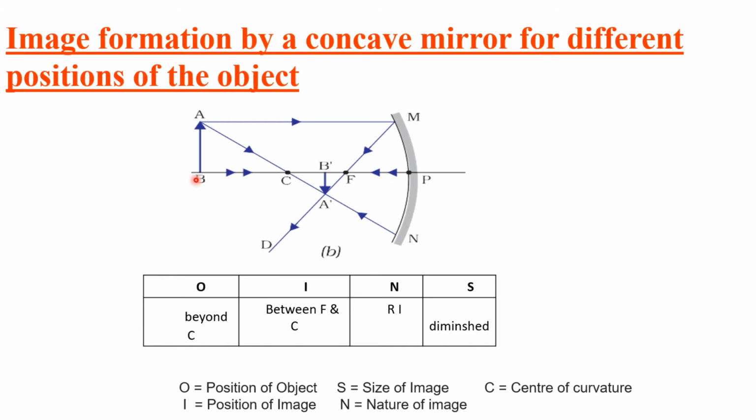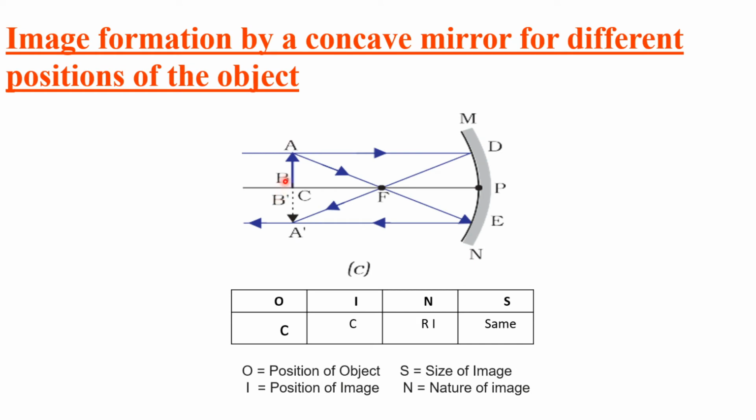In the second ray diagram, the object is taken a little closer to the mirror. That means the object is placed beyond C. A ray parallel to the principal axis passes through the focus after reflection. Another ray passing through the center will reflect the same way. Here is the point of intersection, and so the image is formed here, between C and F. The nature of the image will be real and inverted, and the size will be diminished.